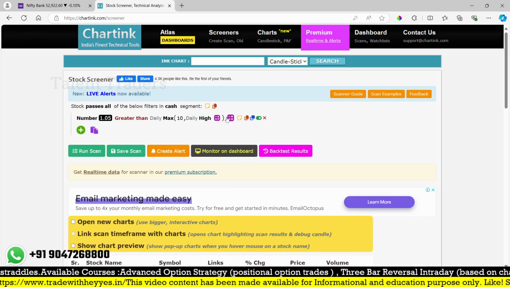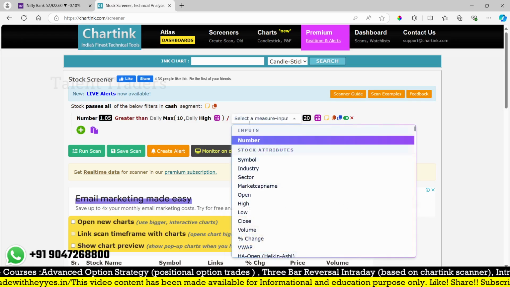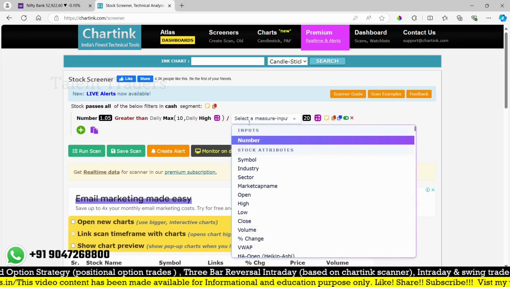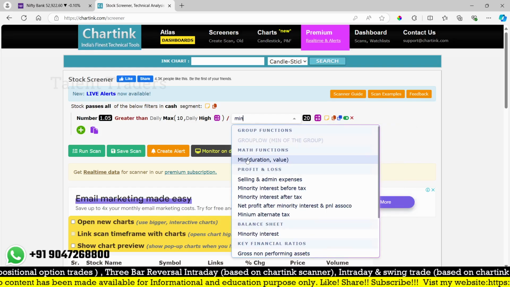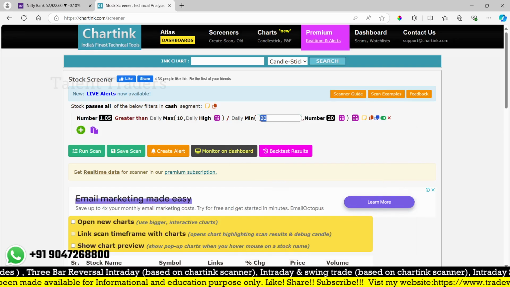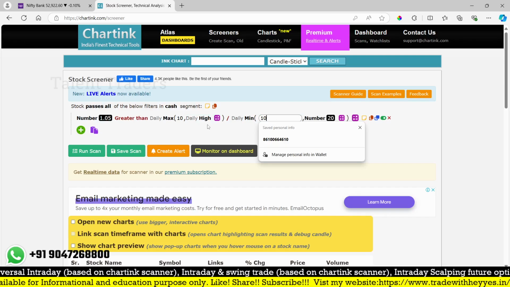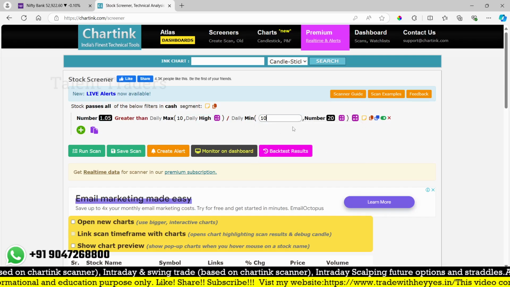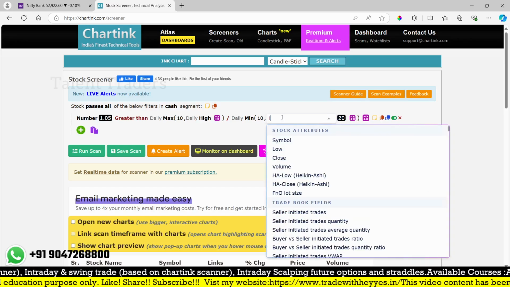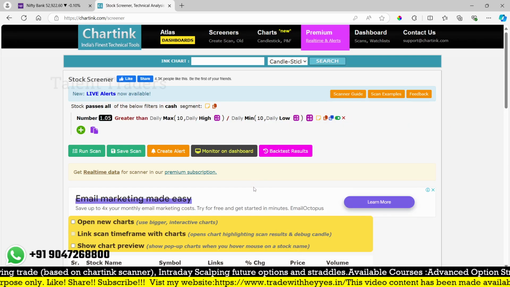So here I'm just using the consolidation. I want to find out the year minimum. These are all the functions which are available by default in charting, so you can follow the steps and easily find it out. Okay, so low. This is what the conditions are if you are finding out stocks.